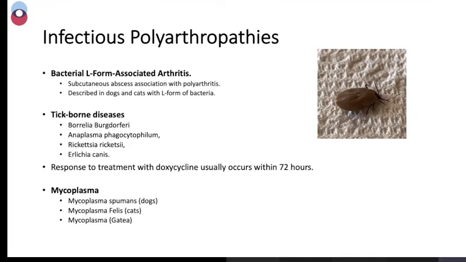Mycoplasma species can also contribute to polyarthropathies, and Mycoplasma spumans has been found in some greyhounds with polyarthritis. Mycoplasma felis has also been documented to cause polyarthropathies in cats, and it's always really important, if you are suspicious of that or find it, to also test them for FIV and FeLV, as immunosuppression can make this more likely.